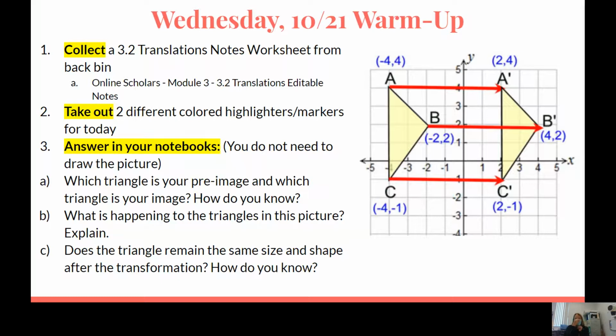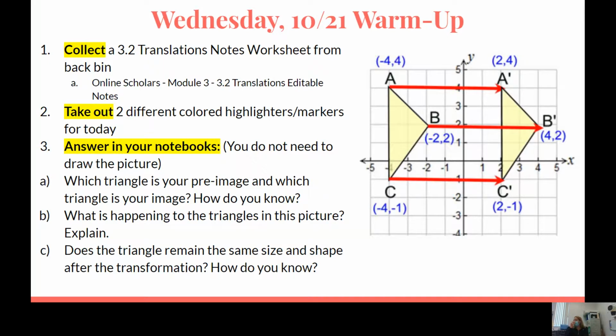All right, let's take a look at that warm-up. So it says, you've got a picture there of 2 different triangles, right? And obviously some kind of transformation is happening to those triangles. So the first question says, which triangle is your pre-image and which triangle is your image? How do you know? What does pre-image mean, Bobo? Before you reflect it or move it.